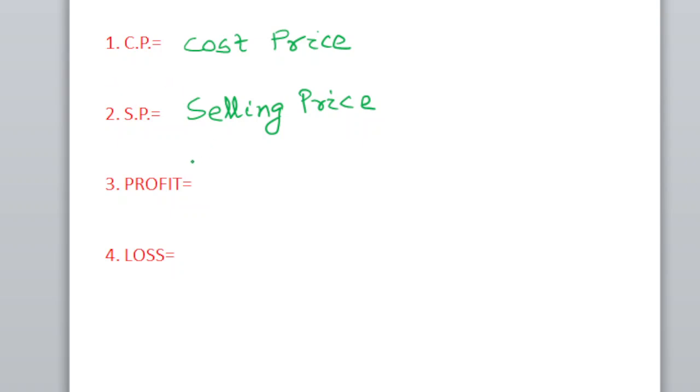Now profit. Now listen, when the selling price is more than that of cost price, then there is a profit, and that profit is equal to SP minus CP. Now loss. Now when the selling price is less than that of your cost price, then there is a loss, and that loss is equal to CP minus SP.